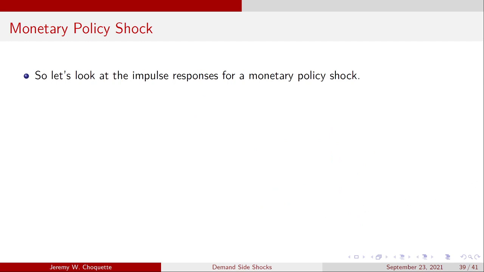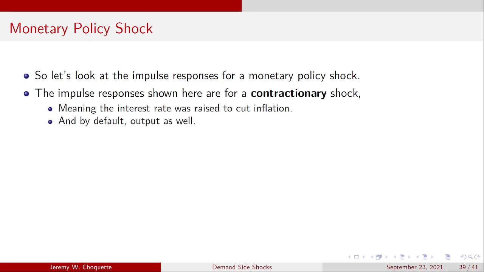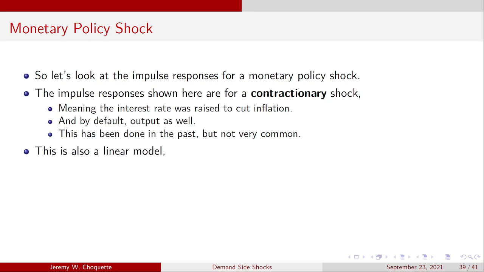So let's look at the impulse responses for a monetary policy shock. These impulse responses here are for what's known as a contractionary shock, meaning the interest rate was raised to cut inflation. So by default, output falls as well. Now, this has been done in the past, but it's not very common. Now, before you freak and you're like, but this isn't the same type of shock as what we just saw. It is, actually.